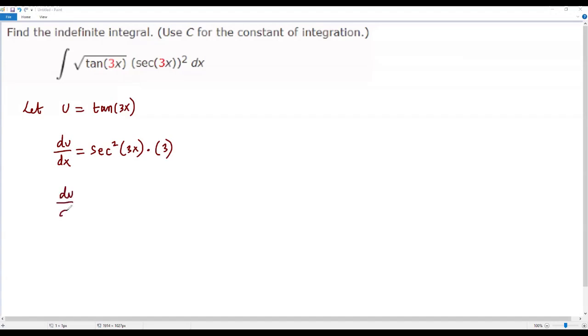Now du over dx equals, we can write this 3 in front of the secant squared of 3x. Then I'm getting 3 times secant squared of 3x. Okay, now my aim is to solve for du in this equation. For that, I have to get rid of the dx in the denominator. So I multiply both sides of this equation by dx. Then dx will cancel. I'm getting du equals 3 times secant squared of 3x times dx.